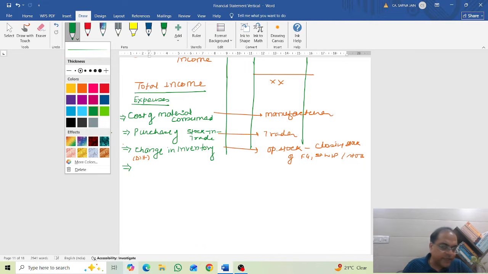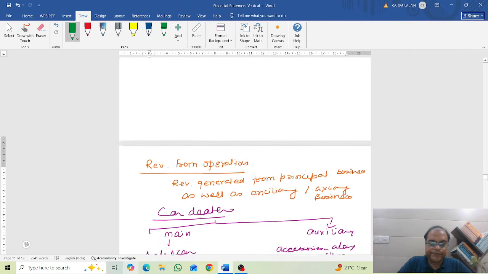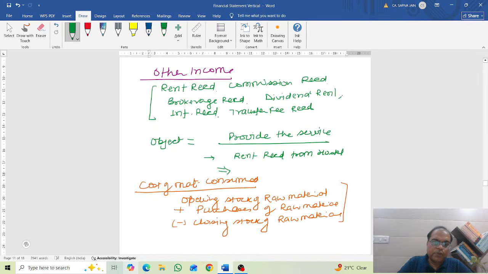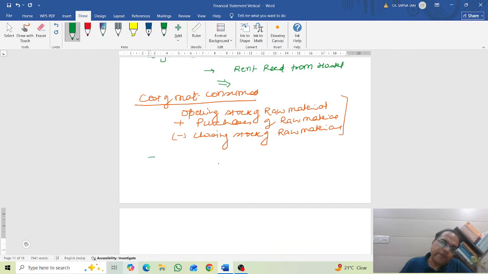Number fourth case is the employee benefit expenses. Now the employee benefit expenses include the following.